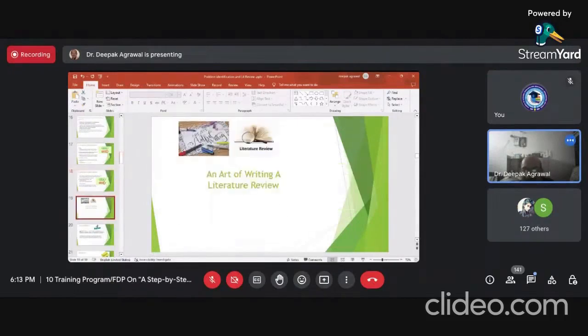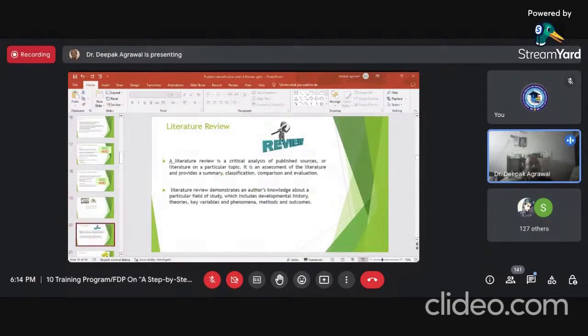Proceeding to the next part of today's session, and that is the art of writing a literature review. My fellow members, a literature review is nothing new to all of us. I am simply brushing up on it. I always suggest that to develop your paper or thesis work, rather than writing the introduction first, you should finish the chapter of literature review. First of all, complete the literature review.